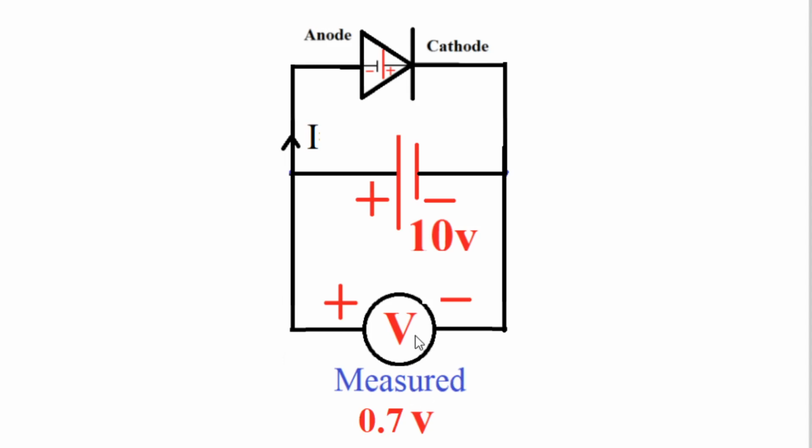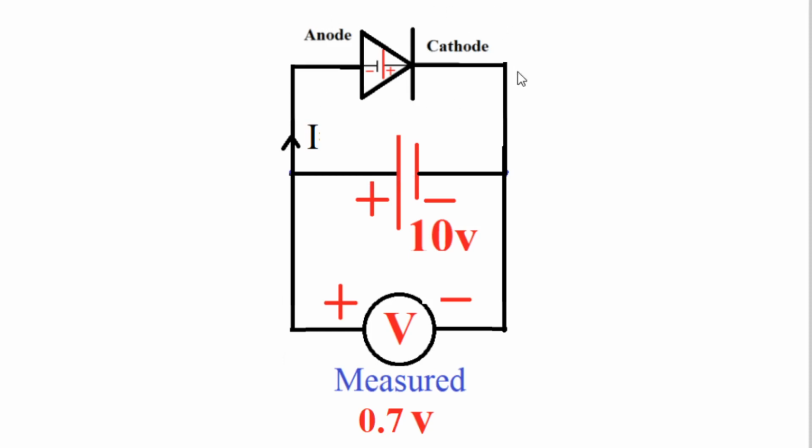But remember, this voltmeter is measuring the voltage across the PN junction diode, which is forward biased, because the voltmeter's positive is connected to the anode of the diode and the voltmeter's negative is connected to the cathode of the diode. Therefore it will measure 0.7 volt, because across the battery there is a diode, and it is forward biased by this battery.